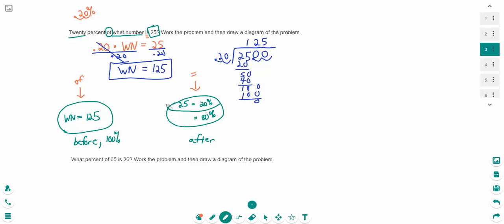Well, remember, the whole bubble has to include everything, and everything is 125. So if we've already used 25 of that 125, and everything has to be in the bubble, well, then 100 of it has to be down here, right? Because 100 plus 25 is 125. So 25 is 20% of 125, and 100 is 80% of 125. So that is the complete picture of our diagram.